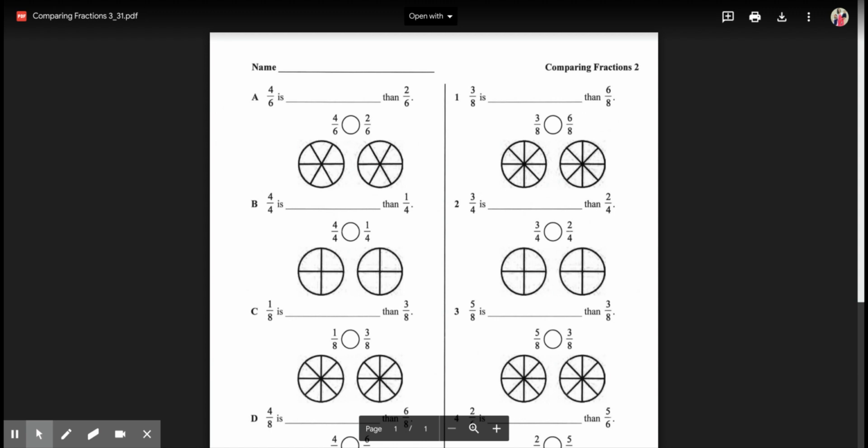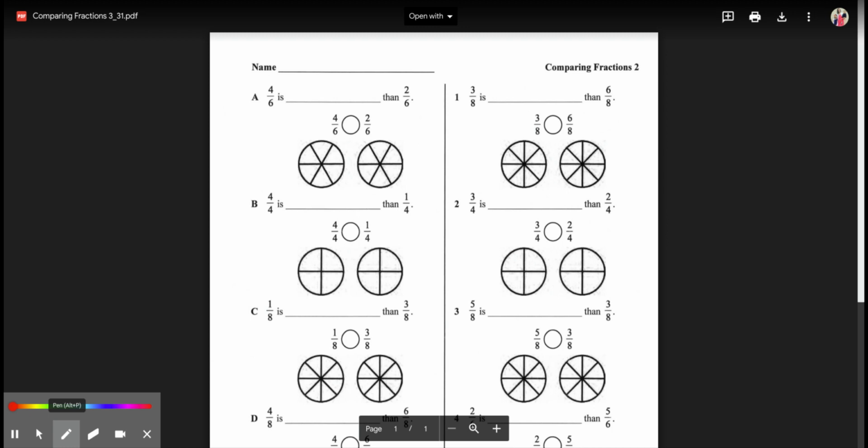All right, guys, today we are comparing fractions. So let's start with A. A wants us to compare 4/6 and 2/6. 4/6 is blank, then 2/6. So it wants to know if it's greater than, less than, or equal to. It's given us a picture down here in the bottom.